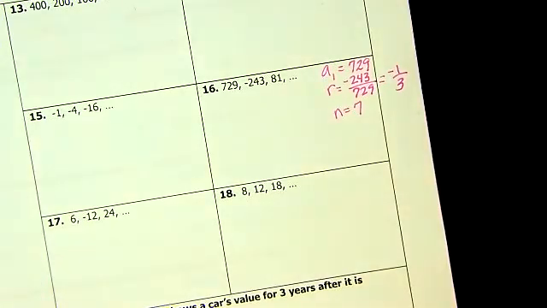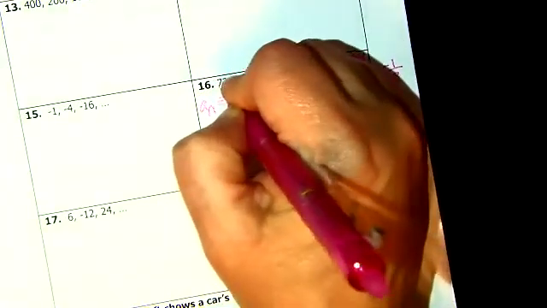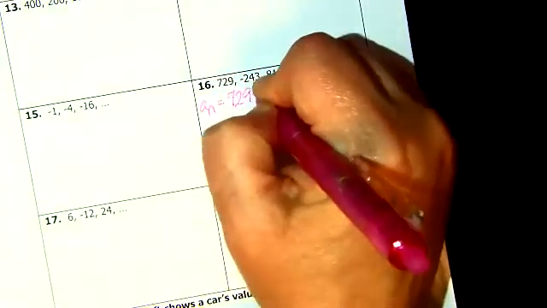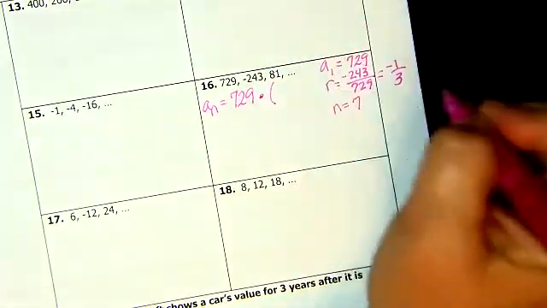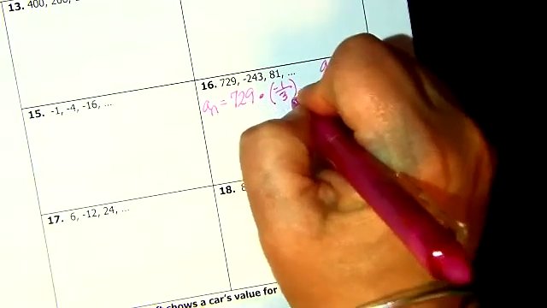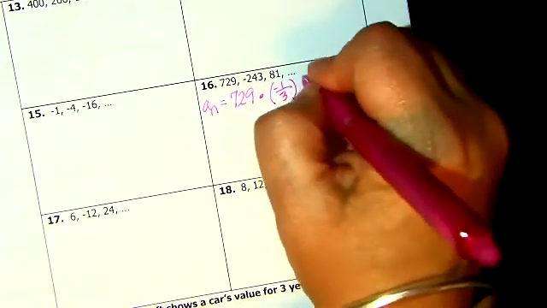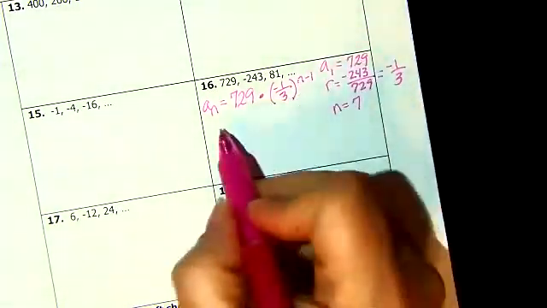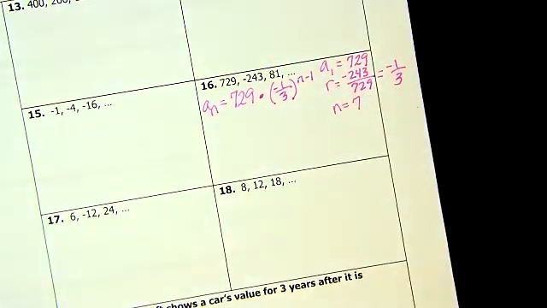Now I can plug in and write my rule. A sub n equals 729 times, and I'm going to put this fraction in parentheses, negative 1/3, because when you're using the calculator, you want to put everything in parentheses, raised to the n minus 1. So there's my rule. And now we do the next step.